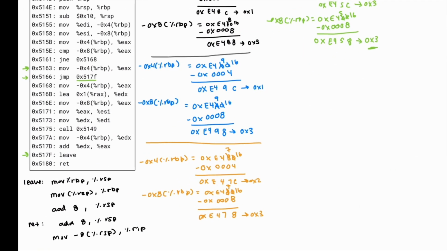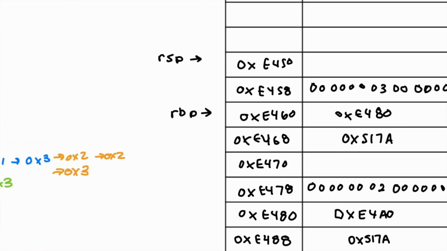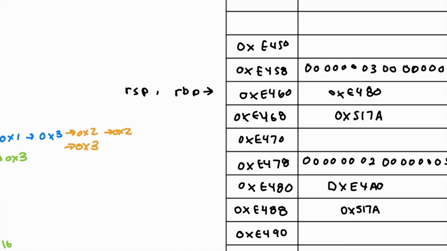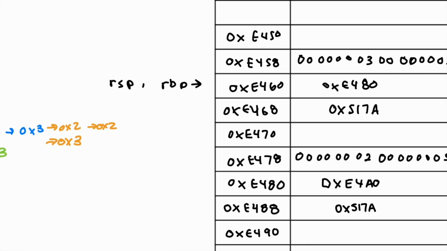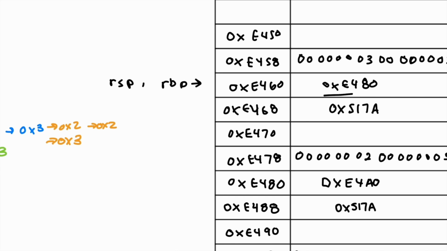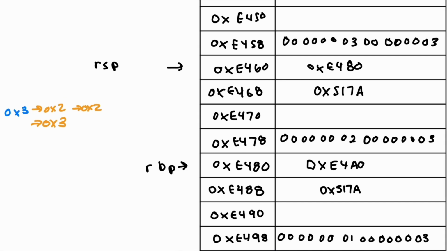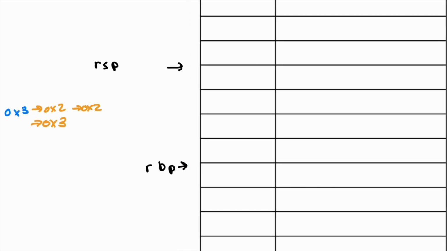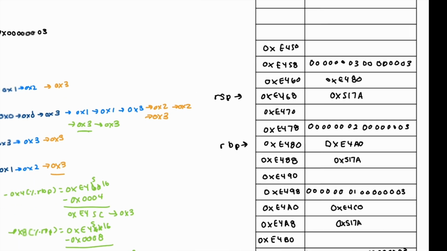Okay, so let's do that. Let's do our first leave instruction. So we're going to move RBP to RSP, which means that since RBP is at 0xe460, RSP will also be there. RSP and RBP are going to be at 0xe460. Then we have to move the dereferenced value at this address and then place it into RBP. So that's E480 right here. So now RBP is going to be at E480, which is right down here. And then we have to add 8 to RSP, which means we're moving down. So RSP will be going down 8 bytes.